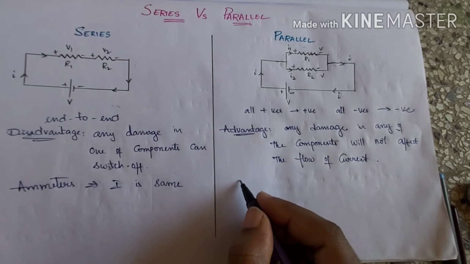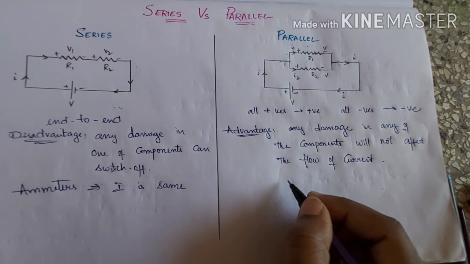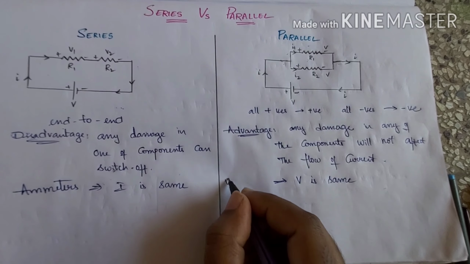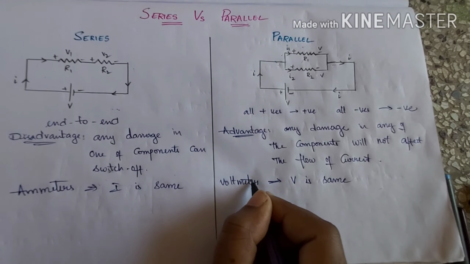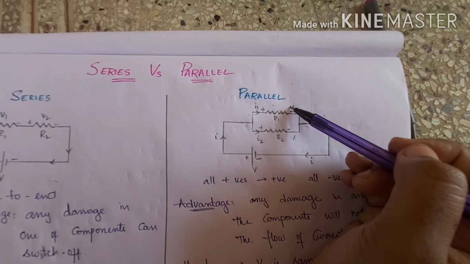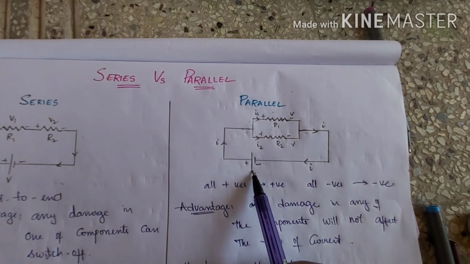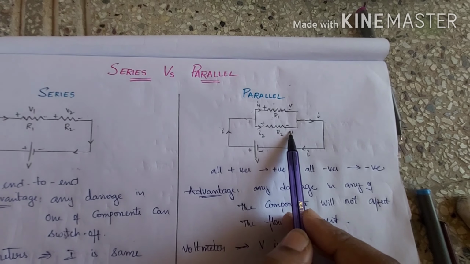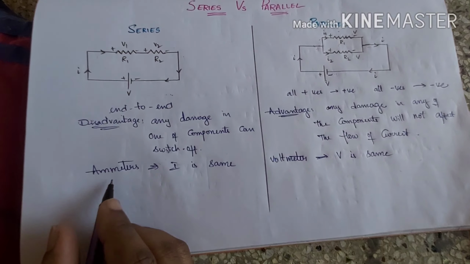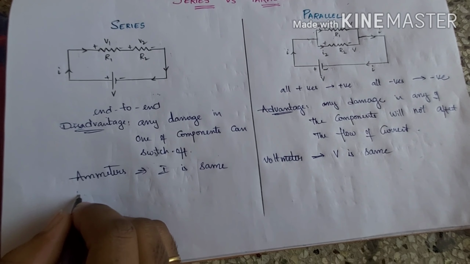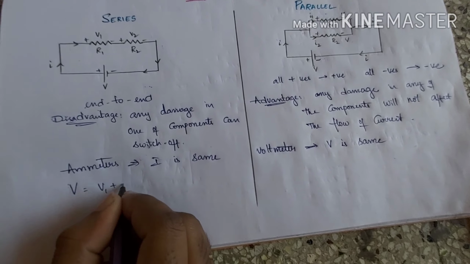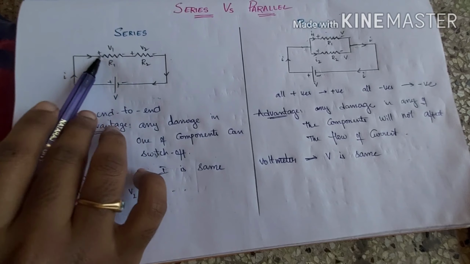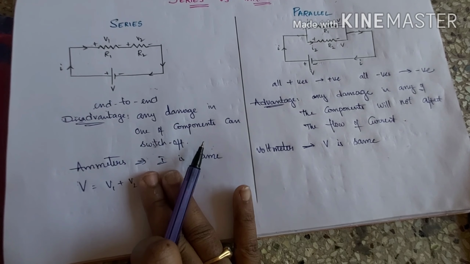But in parallel, only the voltage is the same. For this reason we connect a voltmeter in parallel. If the cell has voltage V, then resistor 1 also has V and resistor 2 also has V voltage. The second thing is that in series, the total voltage in the circuit gets added up. Since I am taking two resistors, we can stop here.